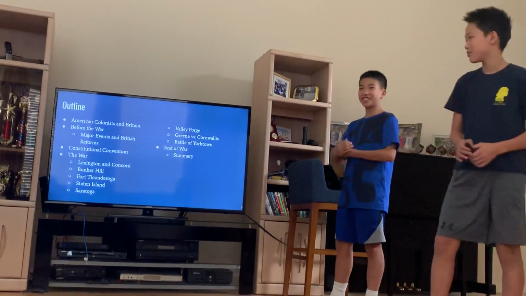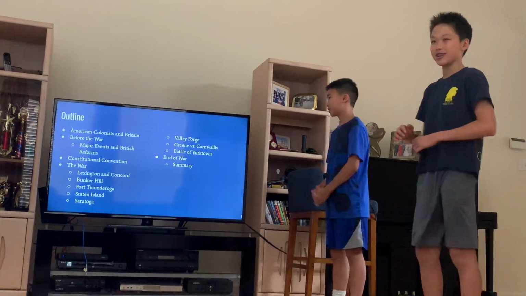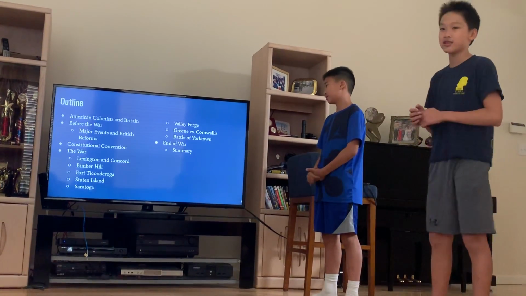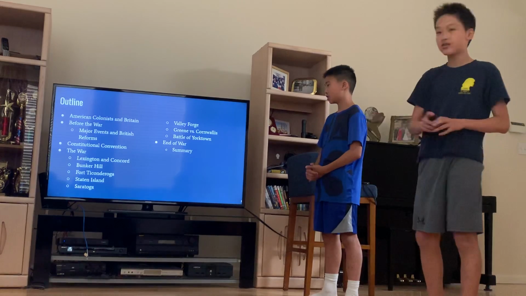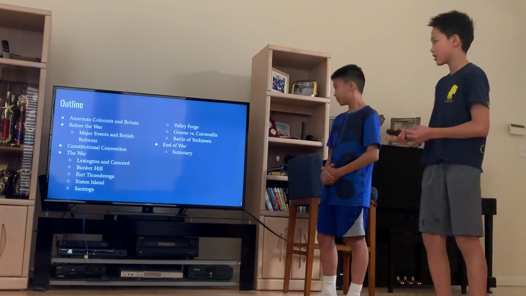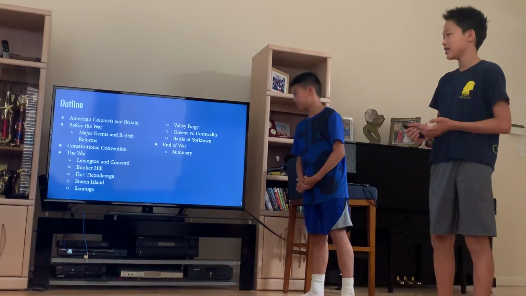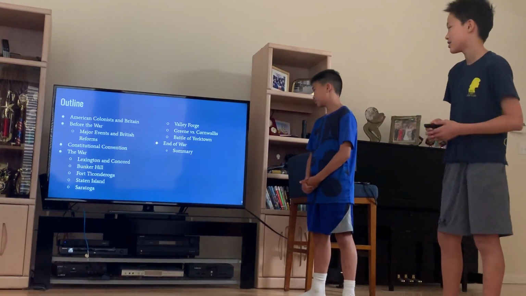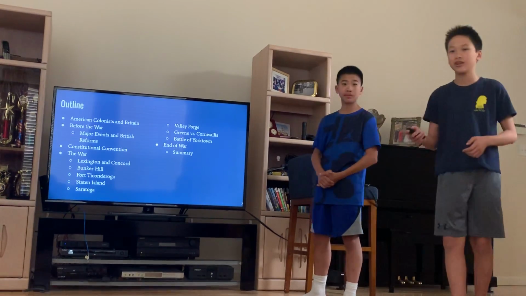So today we're going to be talking about the American colonists and how they came to be before the war, which are like major events in British reforms, the Constitutional Convention, the war itself, Lexington and Concord, Bunker Hill, Fort Ticonderoga, Staten Island, Saratoga, Valley Forge, Greene versus Cornwallis, the Battle of Yorktown, and a summary, and the end of the war.